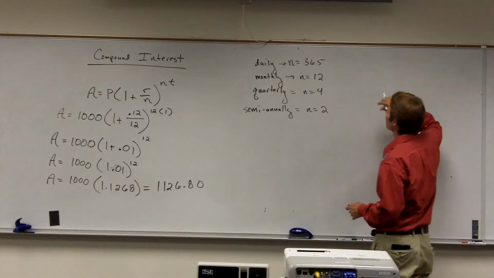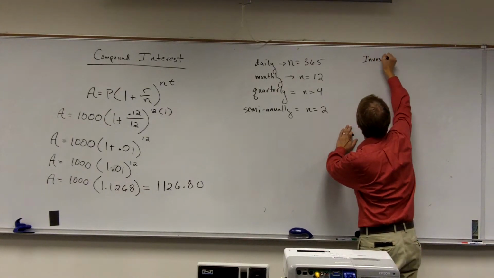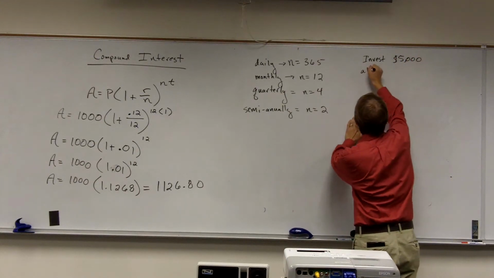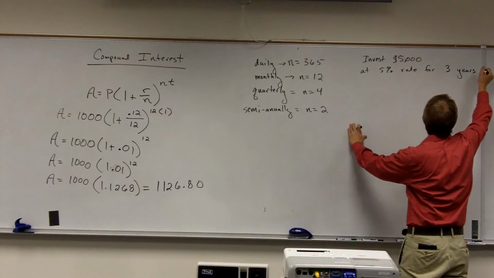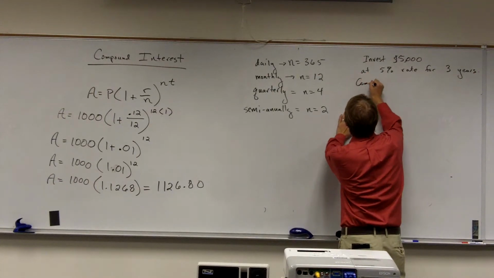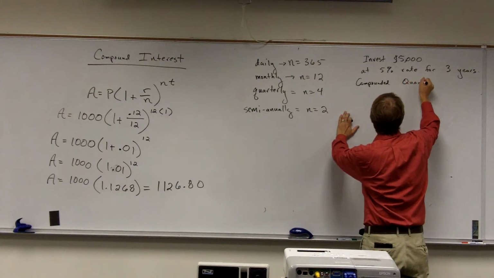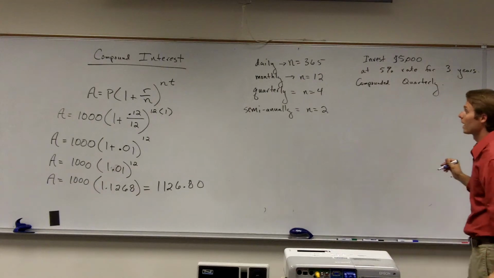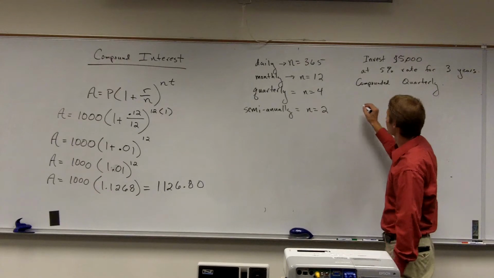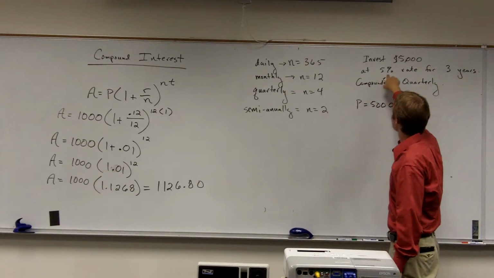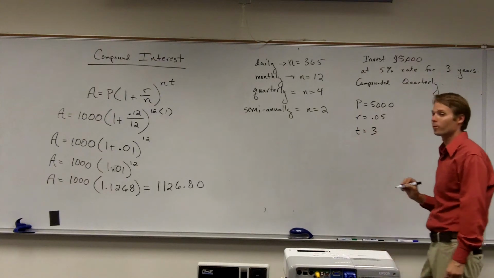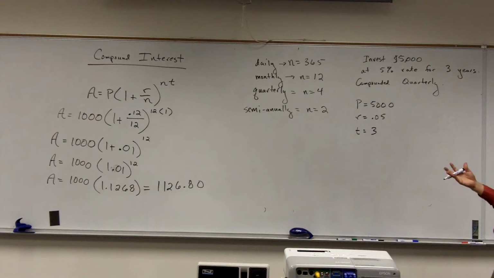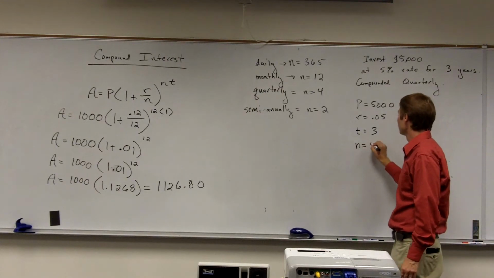So I guess just to give an example on here, let's say that we invest $5,000 at a 5% rate for 3 years. And it's going to be compounded quarterly. So how much money will we have? In this case, P will be equal to 5,000. Our rate is 5%, so R will be 0.05. 3 years, so our time is in years, so we'll make that 3. Careful, if I said 6 months, that'd be 0.5 years. Or if I said 3 months, that's 0.25 years. And then, what am I missing? Oh, compounded quarterly, so n will be equal to 4.